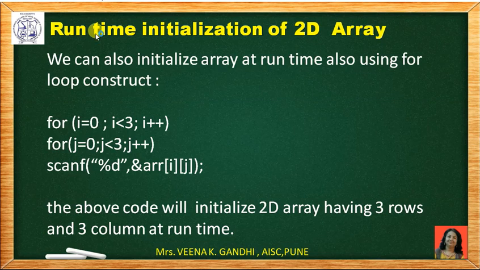We can also initialize a two-dimension array at runtime using a for loop or while loop. For example, here: for i equal to 0, i less than 3, i plus plus, and for j equal to 0, j less than 3, j plus plus. In that loop you can see scanf %d and &array[i][j]. The outer loop, that is i, controls the number of rows, and the inner loop, that is j, controls the number of columns. So here a 3 by 3 array is initialized at runtime.